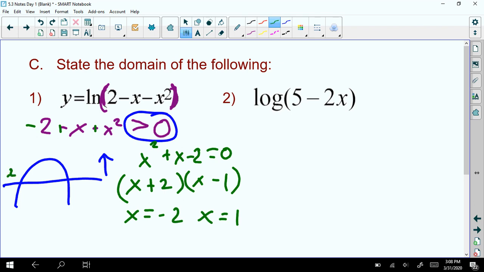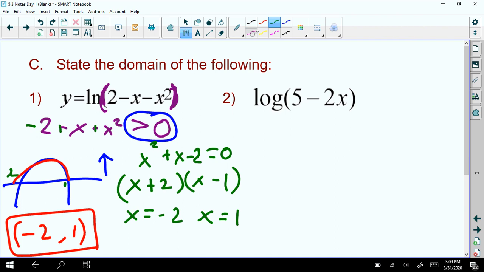Negative 2 is further to the left. Positive 1 is further to the right. So our interval right here is from negative 2 to positive 1. It's this section in between because we're looking above the graph, and this is the piece that is above the graph. And then it's also not equal to, so it's a parenthesis. So that's our domain. That's all there is.